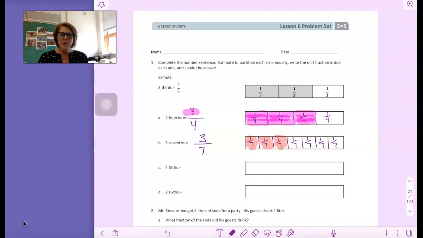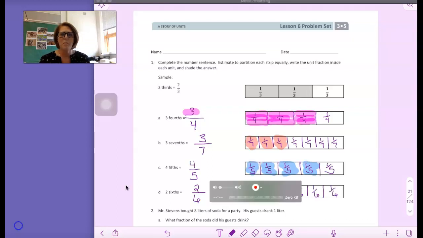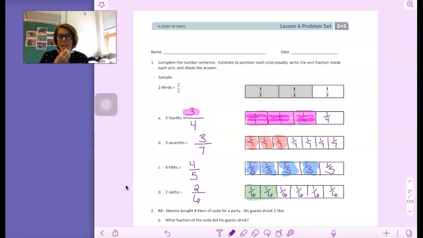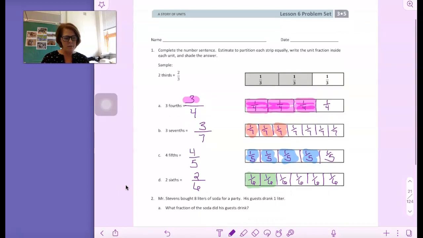Now, what I want you to do, I want you to pause the video and try to do letter C, which is 4/5 and 2/6. So go ahead and pause the video and come on back when you're ready to check your work. Welcome back. Hopefully, you've done your shading. You divided letter C into fifths, shaded four of those fifths, and letter D shaded 2/6. So make sure your work looks like mine. It's okay if your parts aren't exactly equal. I know it's really hard to do that, but do your very best.